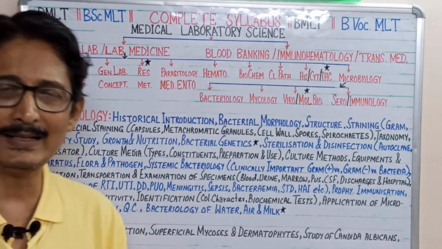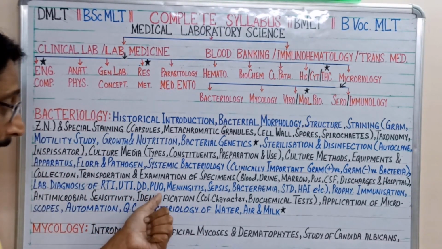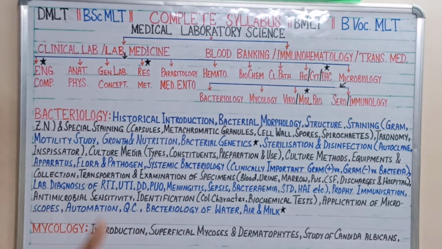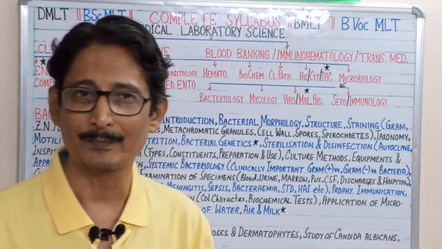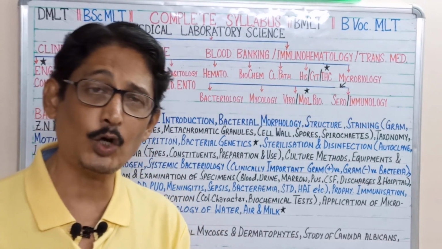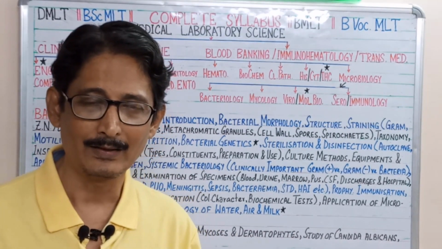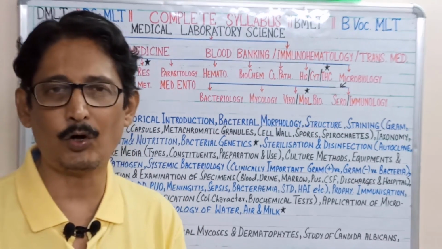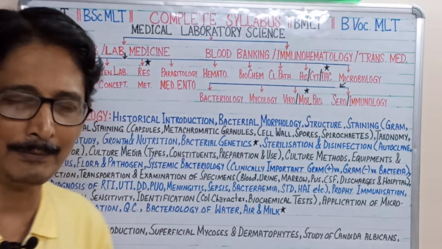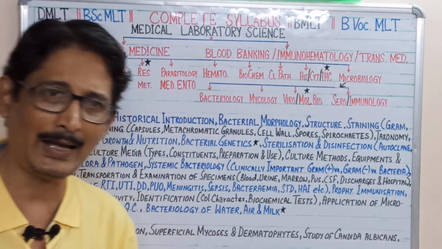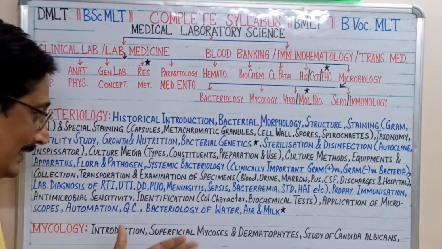So pyrexia is a medical term. PUO means pyrexia of unknown origin. Pyrexia, that means fever, is not itself a disease. Fever is a symptom of many diseases, not only dengue, malaria, viral fever or bacterial fever. So fever may have causes from many diseases.